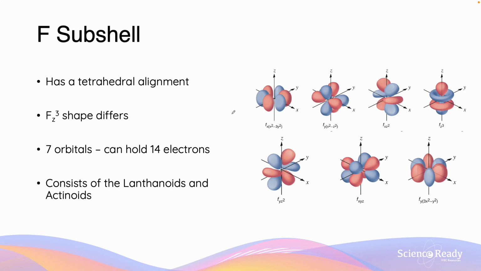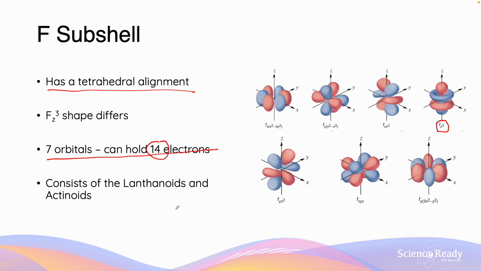The final subshell is the f subshell. The f subshell has the highest energy, and it has an appearance which is difficult for us to describe, so we just say it has a tetrahedral alignment. Again, this time the fz cubed orbital is going to look very slightly different to the other ones which we can see over here. Now the f subshell is going to contain 7 orbitals, and if we have 2 electrons in each, we can have a total of 14 electrons.